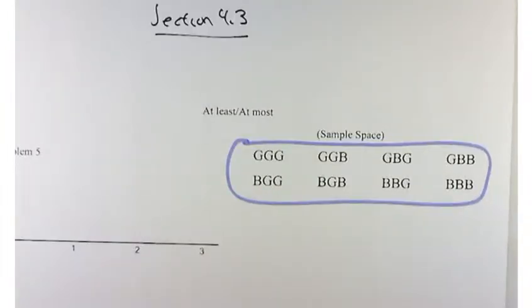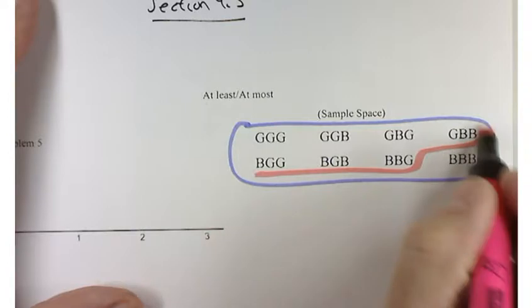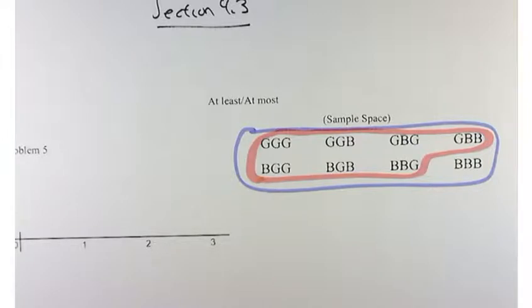What I want you to do is circle the events that represent having at least one girl. So in your sample space, go through and circle the events that represent at least one girl. You should be circling a lot. Basically, you should be circling almost everything, right? What's the one thing that you didn't circle? All boys.